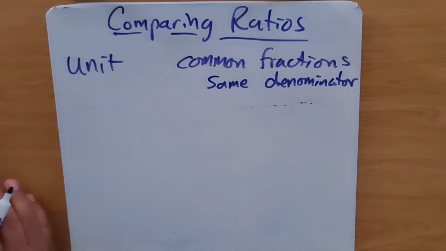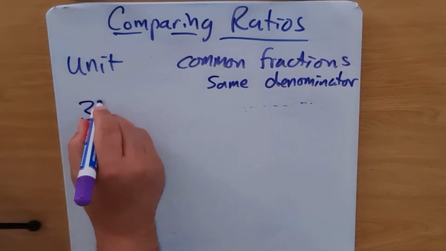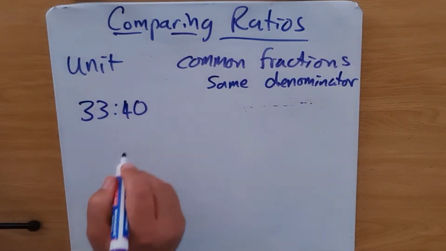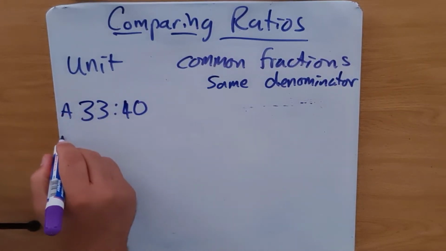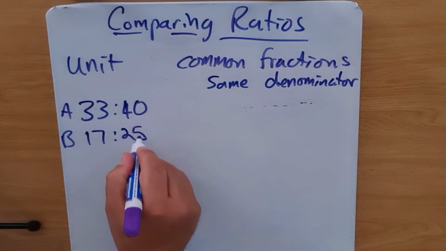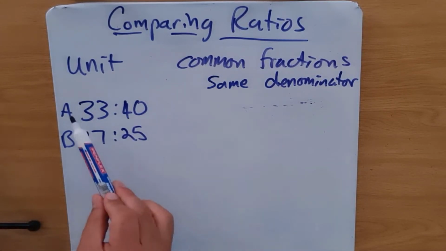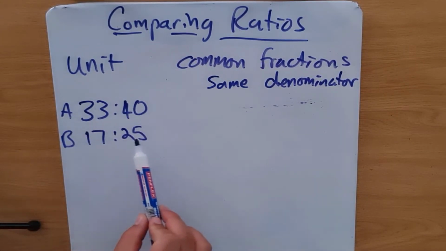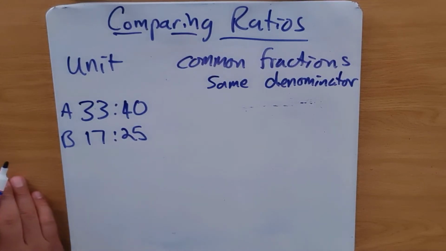Let's see here. They tell us that school A's ratio of boys to girls is 33 to 40, while school B has a ratio of 17 to 25. And remember what this means? This is boys to girls, right? Which school has the highest ratio of girls to boys? And what does that mean?